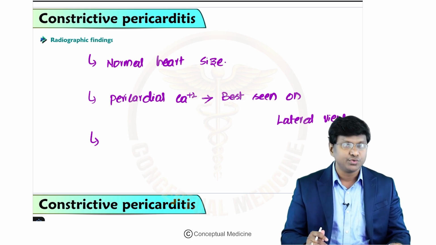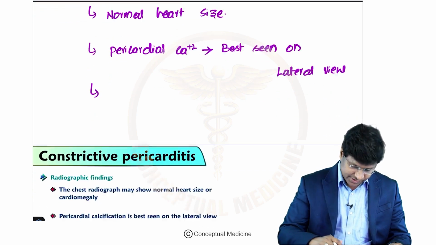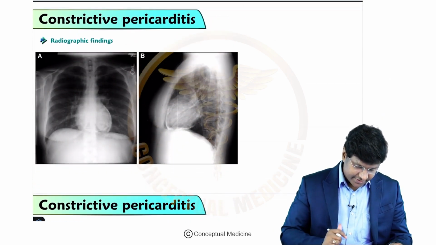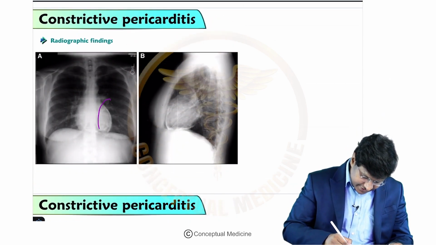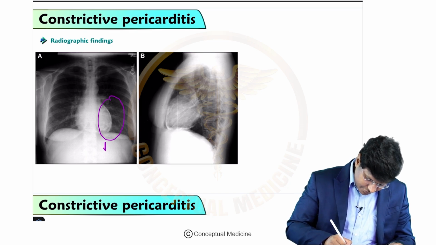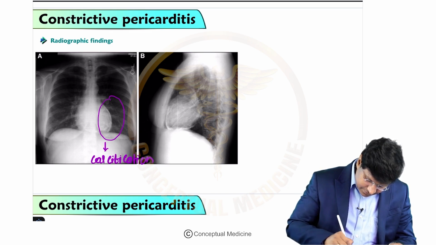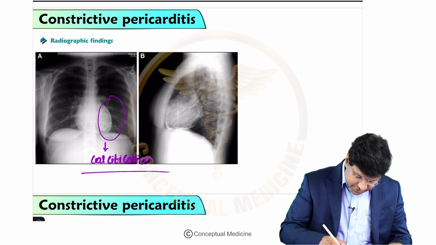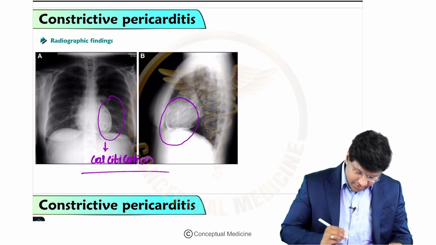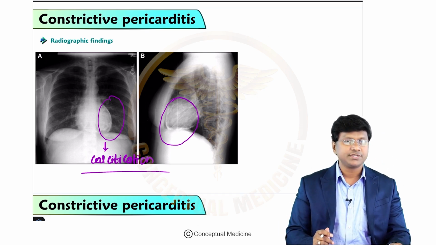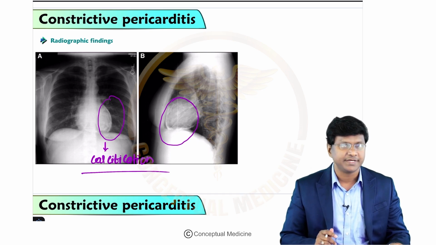So let me just show you the radiographic findings. This will be the radiographic findings, and you can observe that here. This will be your calcification. You can see that here. So this is the calcification that you will have in patients with constrictive pericarditis.